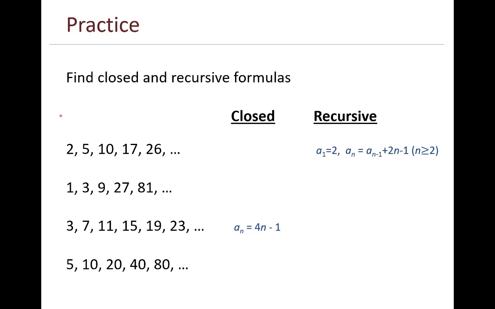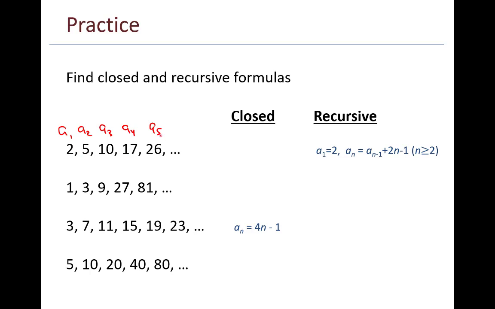First one, the closed formula. Let me write the terms above: A1, A2, A3, A4, A5. So what do I have to do to the index in order to get the term? This sequence grows, but it doesn't grow linearly. I'm not just adding the same number every time. The space between them grows faster and faster. So I add 3, and then 5, and then 7, and then 9. When you see spaces growing faster and faster, that's a clue that there might be a square in there.